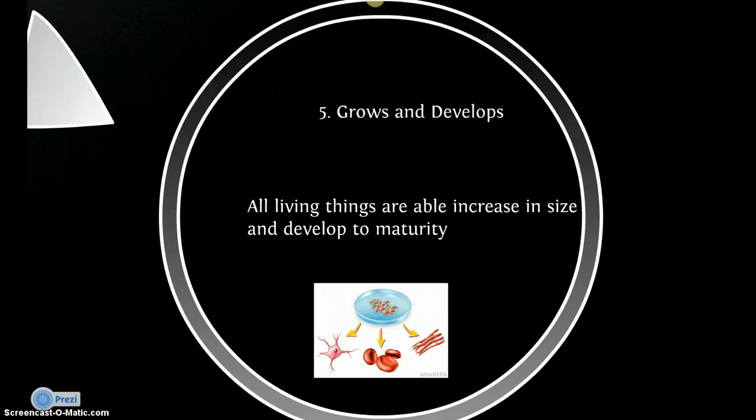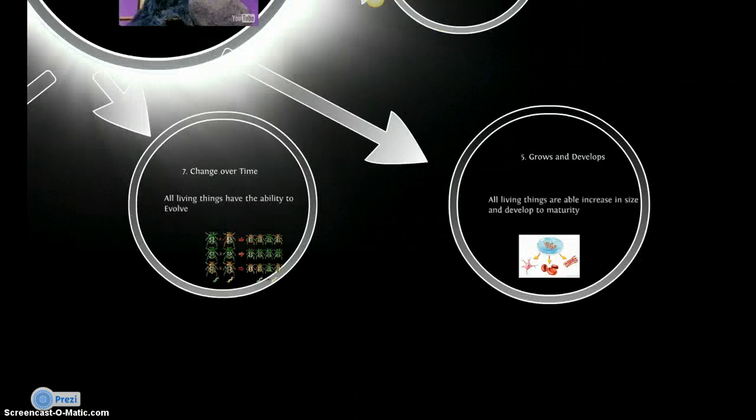Characteristic number 5 is that the object or organism will grow and develop. So all living things are able to increase in size and they will develop to a mature level. So even a single-celled organism will start off very small and eventually it will get to its mature size and be able to function as a mature single-celled organism. Same thing happens with multicellular organisms, it just happens on a larger scale.